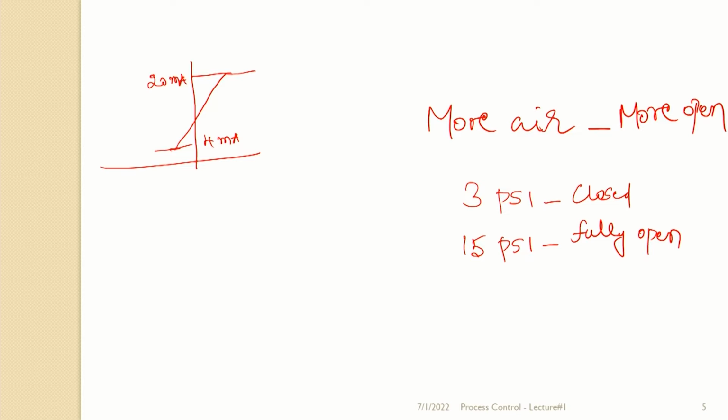This is 4 milliampere and this is 20 milliampere, right? So, this one is called your inverse acting controller. That is, when Kc is greater than 0, or in other words, a positive gain controller, right? The other one is called a direct acting controller.